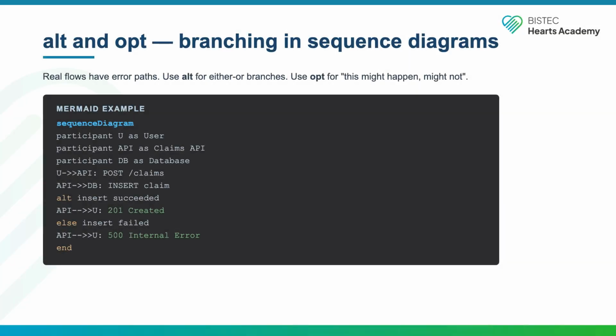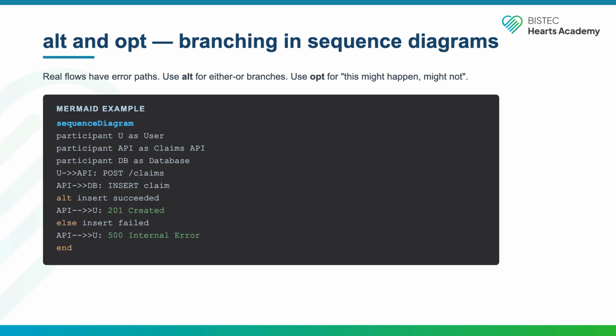Real flows have error paths. Use alt for either-or branches. Use opt for this might happen, might not. Look at the example. The user submits a claim. The API tries to insert into the database. There is an alt block: if the insert succeeded, return 201 created. Else if the insert failed, return 500 internal error. End of the alt block.